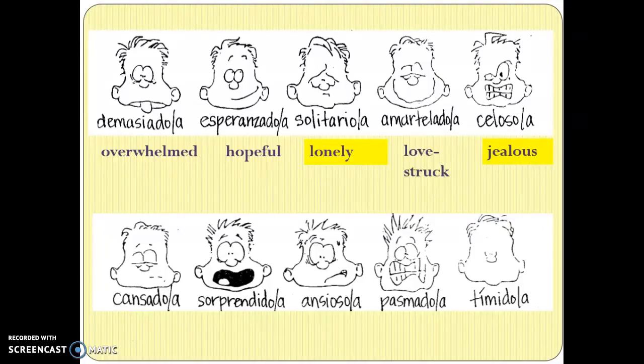All right, our last row, cansado means tired. You need to know that one. Sorprendido is a cognate, and you need to know that one. It means surprised. Ansioso is a cognate, and you need to know that one. It's anxious. Pasmado means amazed.